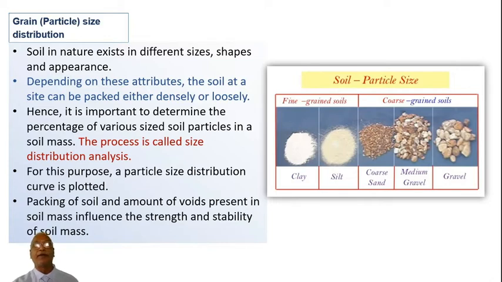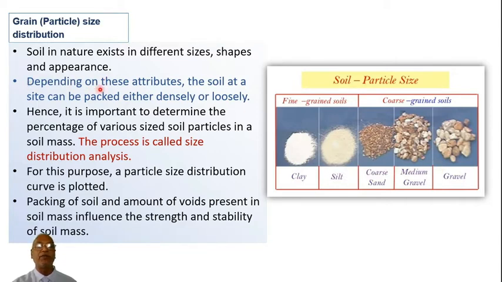I'll read out the points and then explain here. Soil in nature exists in different sizes. We already saw these sizes, shapes, and appearance. Here there are some photographs. The clay, which is amorphous in nature, has particle sizes less than 0.002 mm. Silt is from 2 microns to 75 microns, right? And then sand is still precise, and then gravel is still precise.